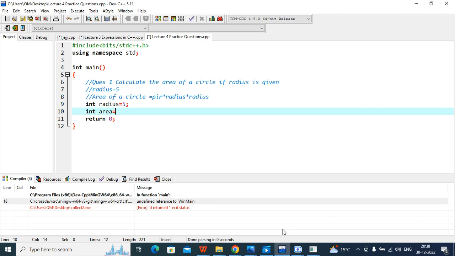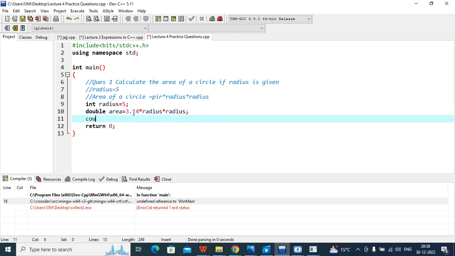What is the value of pi? It's 3.14. Okay. Or you may use 22 by 7. To get the exact area, we will use a double data type here. Why? Because double data type will give you answer in decimal format. And here we are using decimal 3.14. 3.14 into radius into radius. Let us try printing this and see what we will get.